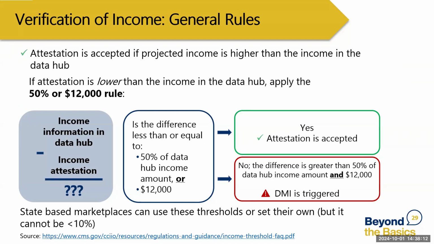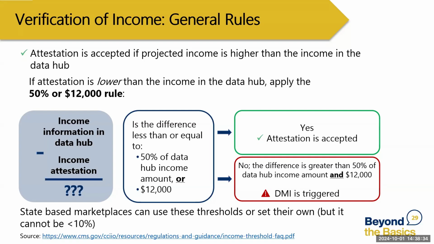So if somebody projects a higher amount of income than the information available about their income in the data hub, then this typically doesn't trigger a data matching issue, because it would result in them getting a smaller amount of advance premium tax credit. And then if their actual income ends up being lower than what they project, it just means they're going to get more money back when they file their taxes the following year.